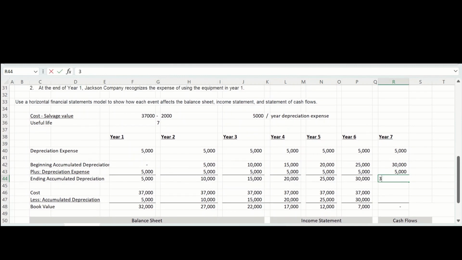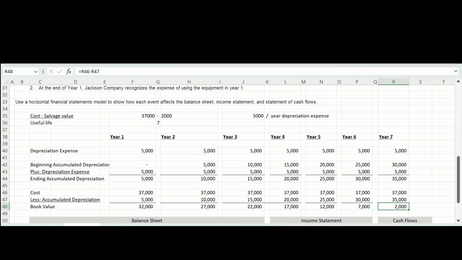So now if we come down to the cost for year 7, it's still $37,000, but now we've depreciated this asset fully. And we get down to our salvage value of $2,000 as our book value.